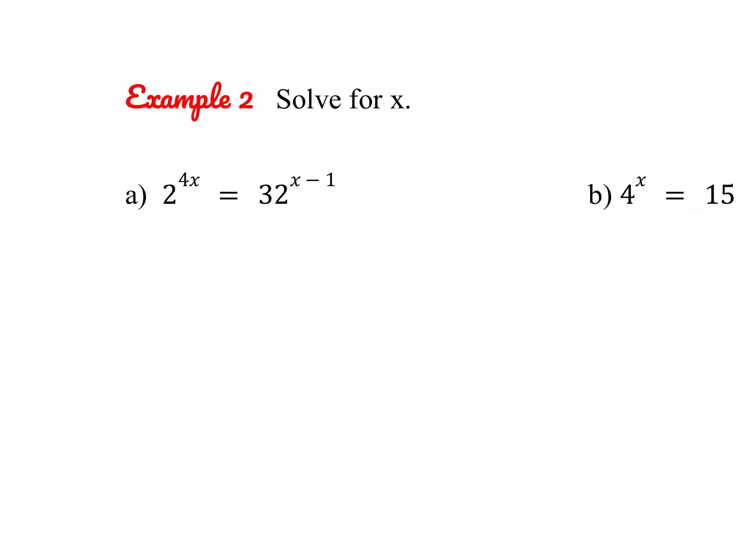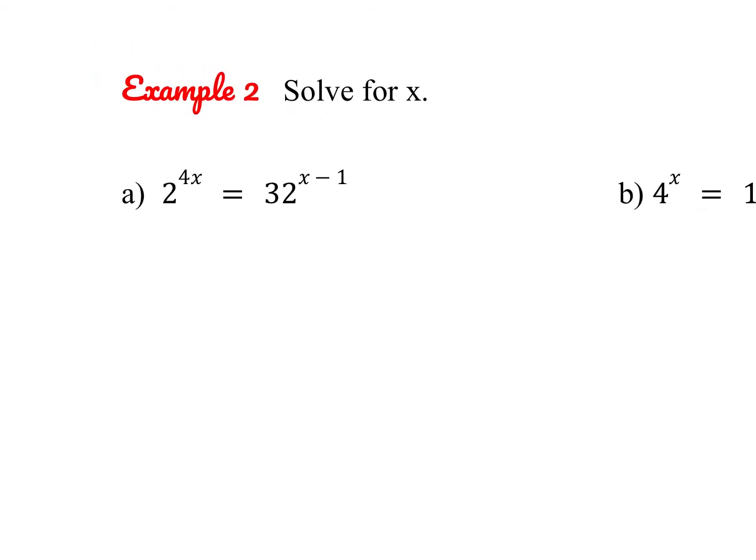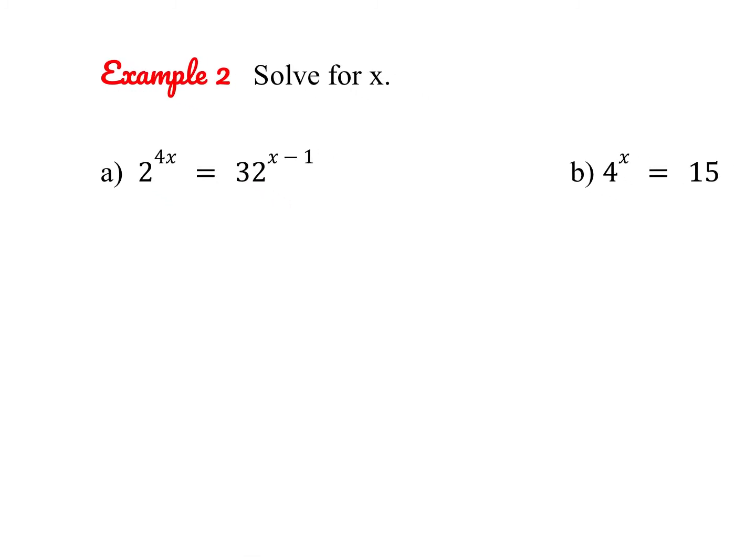All right, so let's look at these two examples together. Here we have 2 to the power of 4x equals 32 to the power of x minus 1. Hopefully you notice that 2 and 32 are within the same family. They both are powers of 2. So I can rewrite this so the two terms have the same base. I can rewrite 32 as 2 to the power of 5.